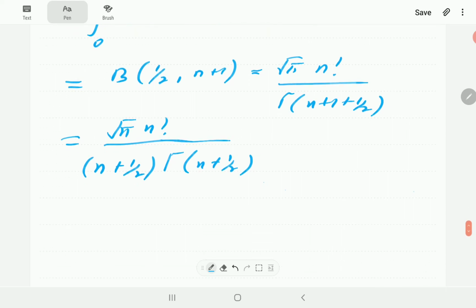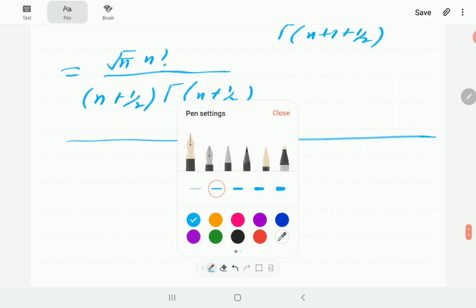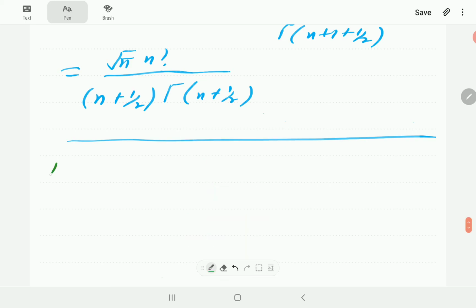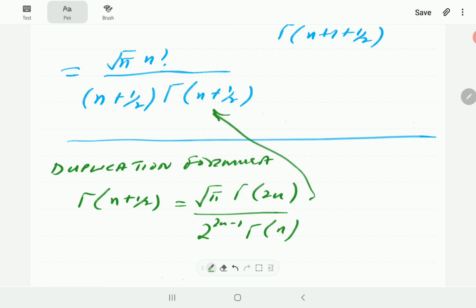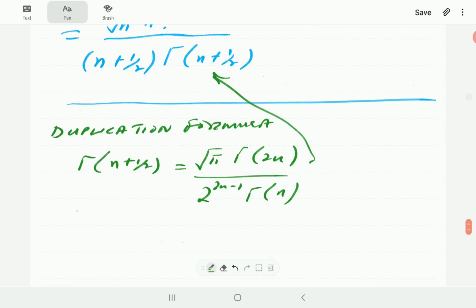The gamma of n plus half we can evaluate using something called the duplication formula. So let me just put that one here. The duplication formula says that the gamma function of n plus half is equal to the square root of pi times the gamma function of 2n divided by 2 to the power 2n minus 1 times the gamma function of n. So we're going to take this thing and plug it in there, and then that's going to enable us to work out that integral.